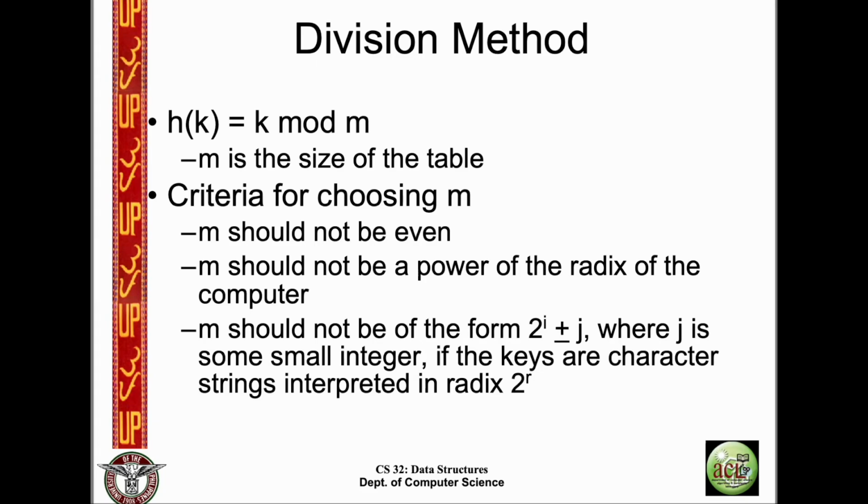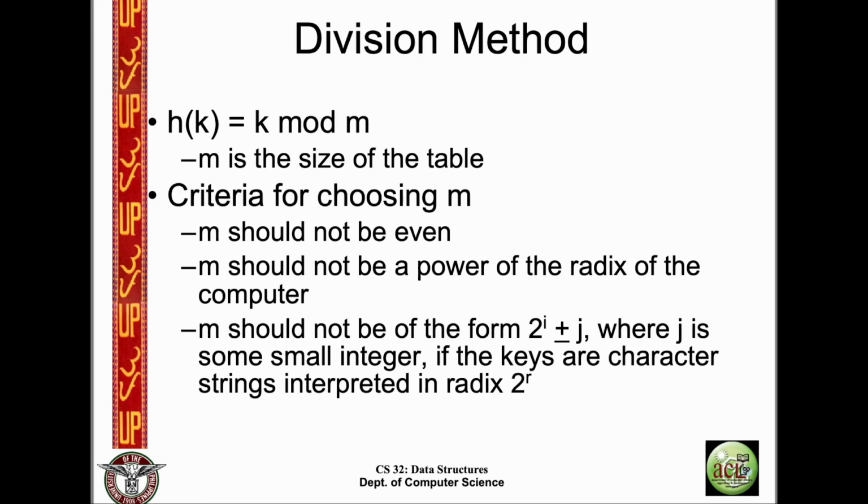Also, we should avoid setting m as a power of the radix of a computer because keys with the same ending character will hash to the same location. Next, we should avoid setting m of the form 2 to the i plus or minus j, where j is some small integer, because this will make keys having the same character set hash to the same location. So the suggested value for m, if we avoid these, is a prime number that is not too close to some power of 2.